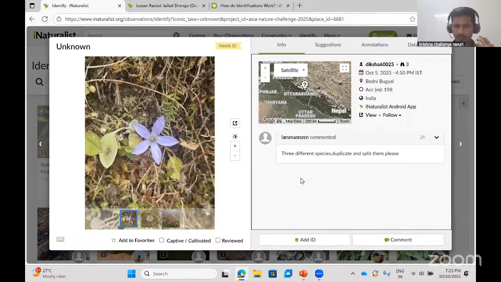So this is the data stewardship part of identification. Basically you feel like you are looking after the observations, right? I feel that for the observations from Telangana, I keep looking at observations every day and basically helping new users get used to iNaturalist, and helping them with fixing mistakes like this to improve the overall data of the platform.